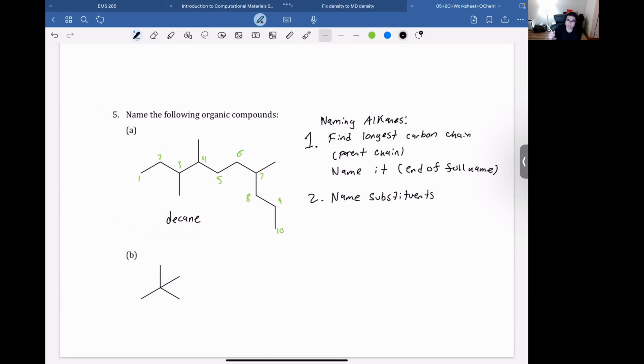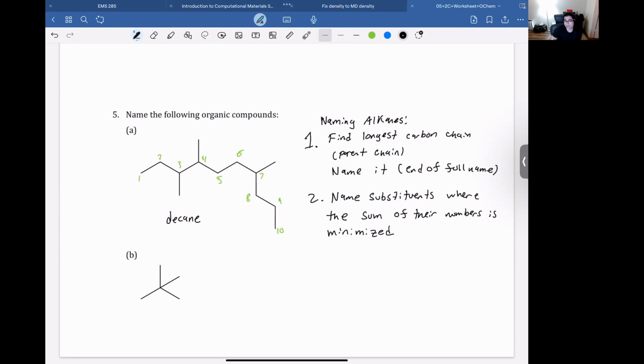And we name the substituents in such a way where the sum of their numbers is minimized. So what does that mean? I'm going to go ahead and do this in two ways. I'm going to do it the way I just wrote it, from 1 to 10, left to right, and then I'm going to reverse the chain. I'm going to go from 1 to 10 going the other way.